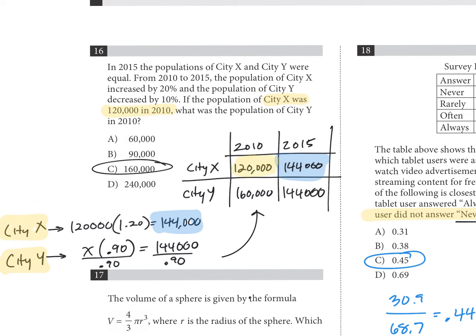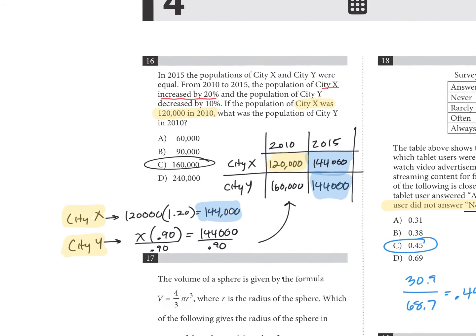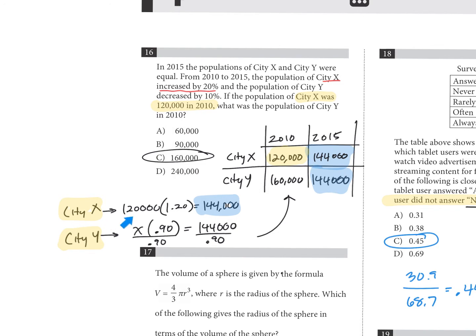So you know that they have the same number in 2015, so whatever you found. I know that City X increases by 20% between 2010 and 2015. So you can see that work right here. City X increased by 20%, so that's a multiplication of 1.2. It gives me 144,000. And then in my table, I put 144,000 into City Y for 2015.